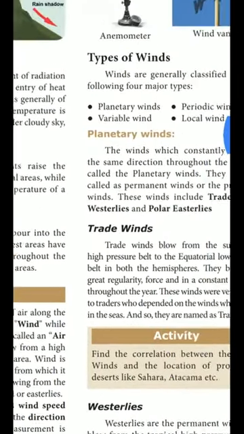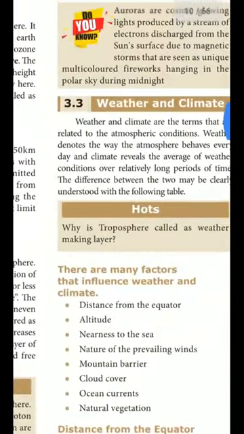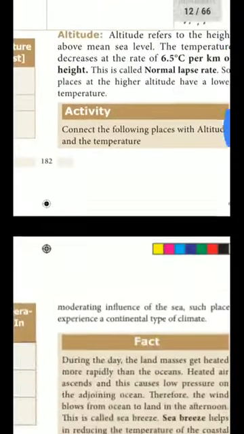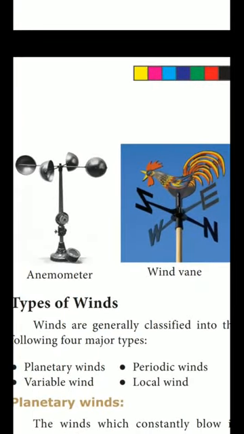Okay, next one, this is the different types of wind we can go into study. And from this picture, we know, listen, in this picture, what you understand? Can you see this picture, anemometer and this wind vane? Anemometer, what is this anemometer? It is the instrument used to measure the speed of the wind. Okay, next one, wind vane, it is used to measure the direction of the wind, in which direction the wind was blowing, north or south or east or west. Okay, so next one is the types of wind.